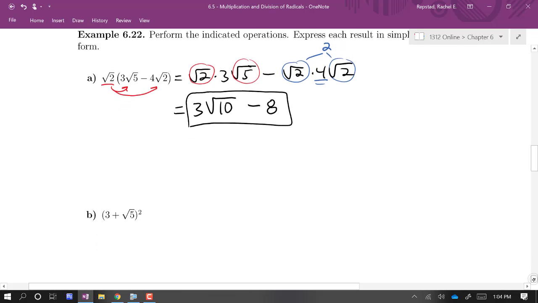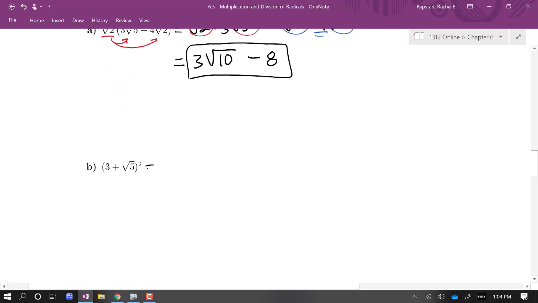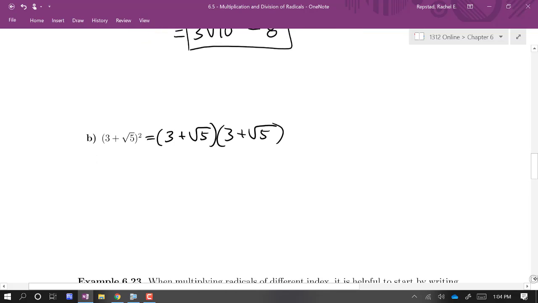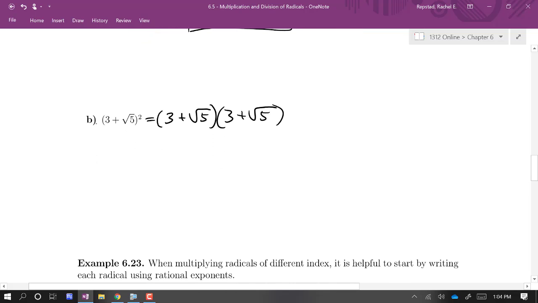As always, we're going to be careful with addition and subtraction. We cannot distribute an exponent over addition. So for 3 plus the square root of 5, all squared, I'm going to just write out what this means. If I'm squaring something, I'm multiplying it by itself. So I've got 3 plus root 5 times 3 plus root 5. Now you could use FOIL, or I'm going to use the little grid that we've used in the past to multiply things out.